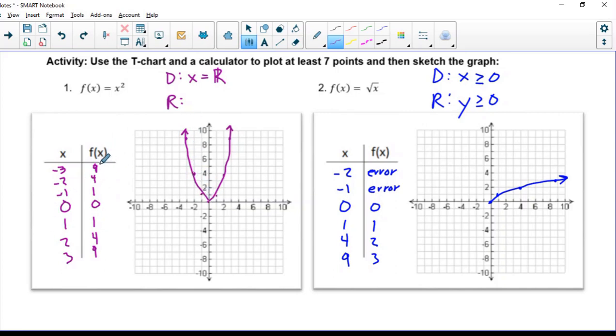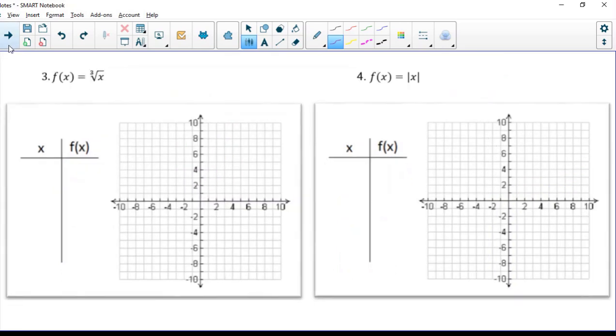But you notice that I didn't get any negative numbers for the range, right? It was always positive: 1 and 1, 4, 4, 9, 9. So the range for this was y had to be greater than or equal to 0. There was no point where I got a negative number for y, all right? So that's kind of how we can use the shape of the graph of the parent function to get domain and range. Let's do 2 more.